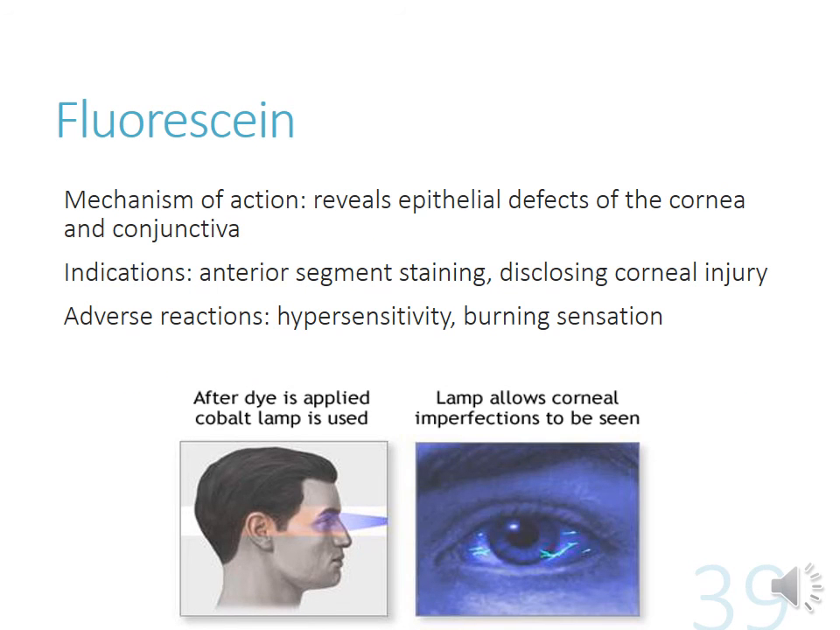Some other diagnostic agents you might see being used include fluorescein. So fluorescein is frequently used. Usually comes like on a kind of a little tiny paper stick you can kind of just dab into the eye. This is going to help to reveal epithelial defects in the cornea and the conjunctiva. So basically you apply this and you use your Woods lamp to be able to see any kind of abrasions that are happening. You can kind of see that there on the slide.